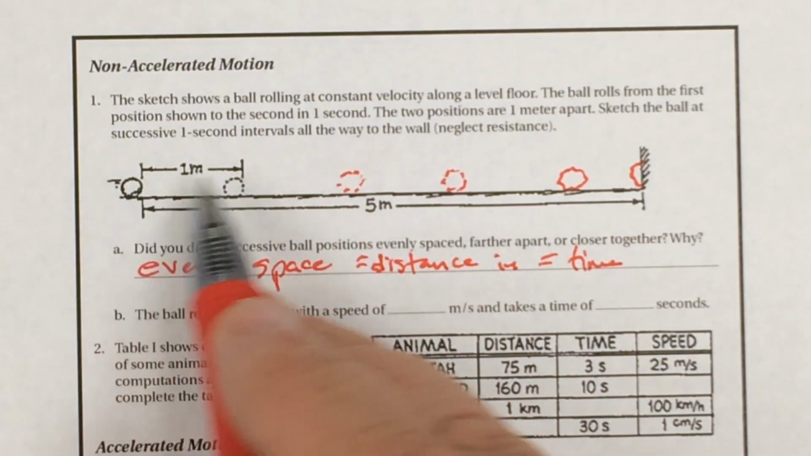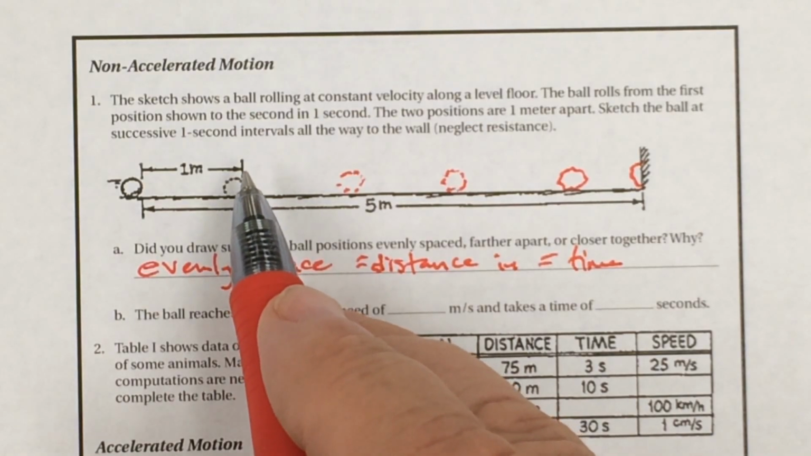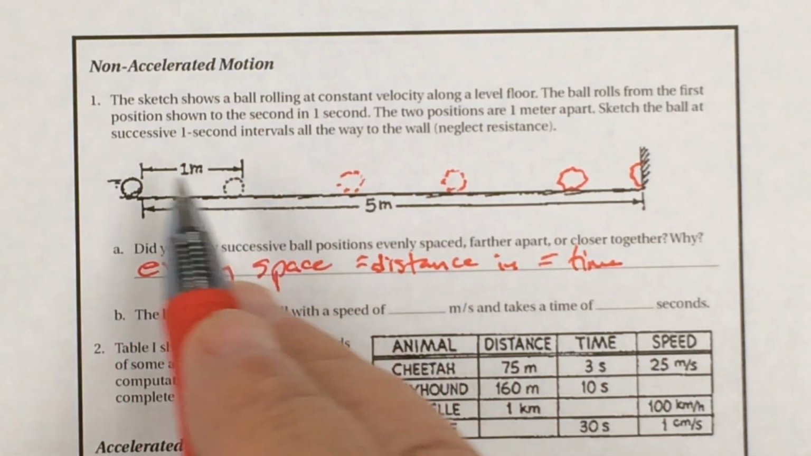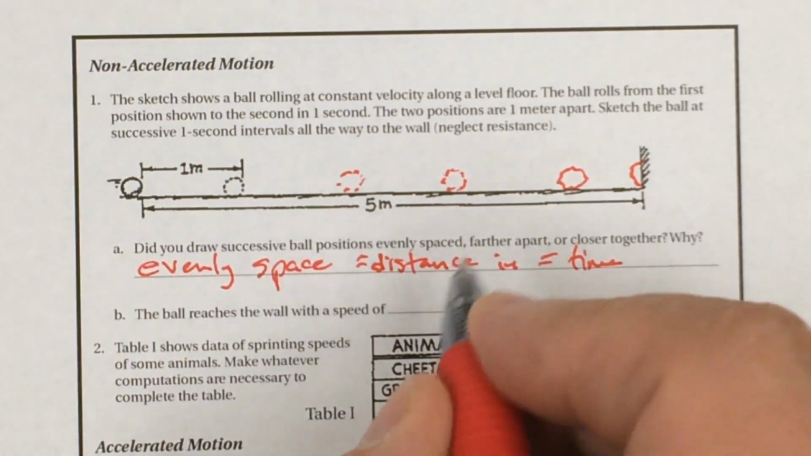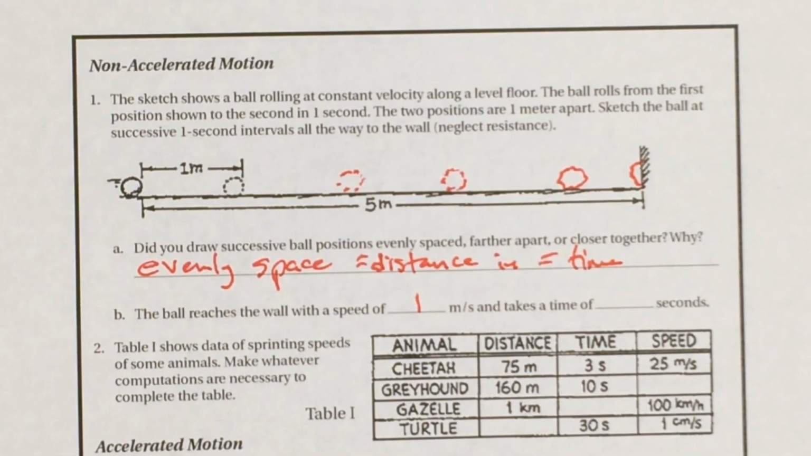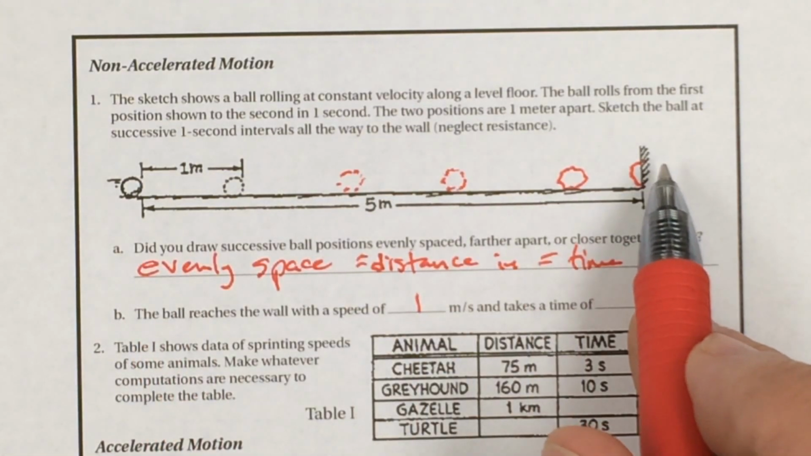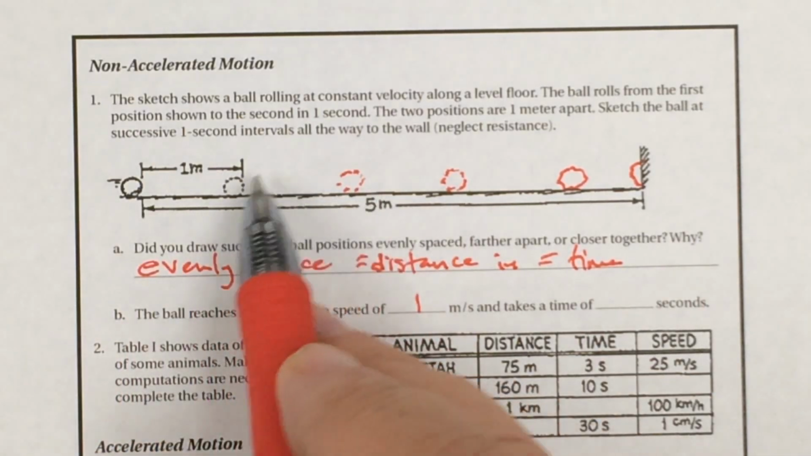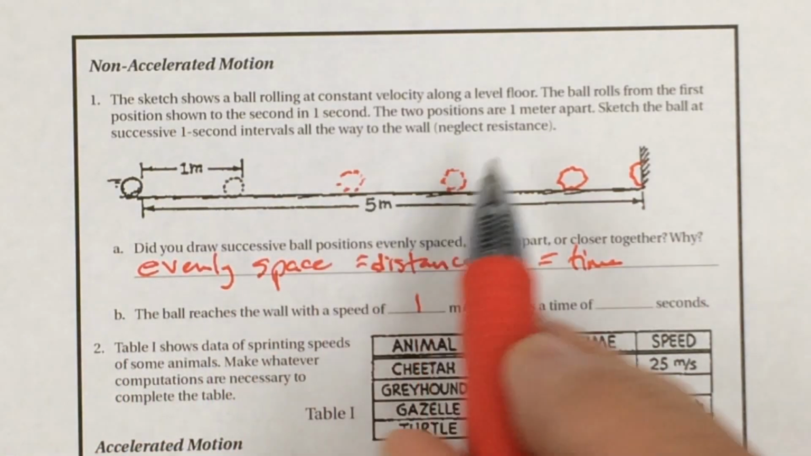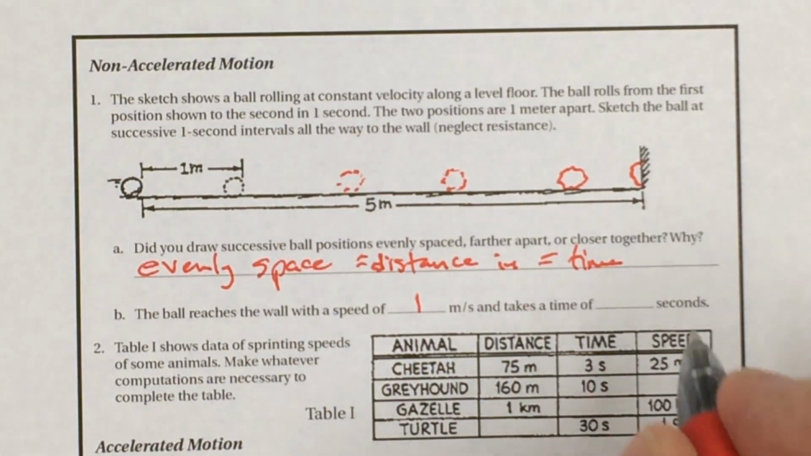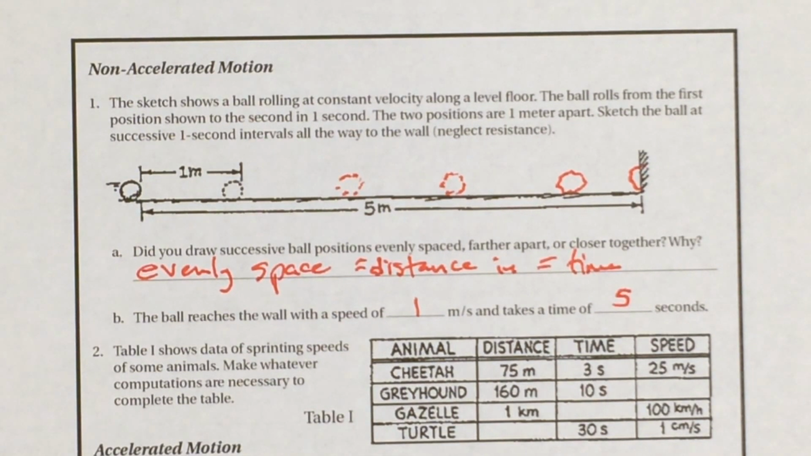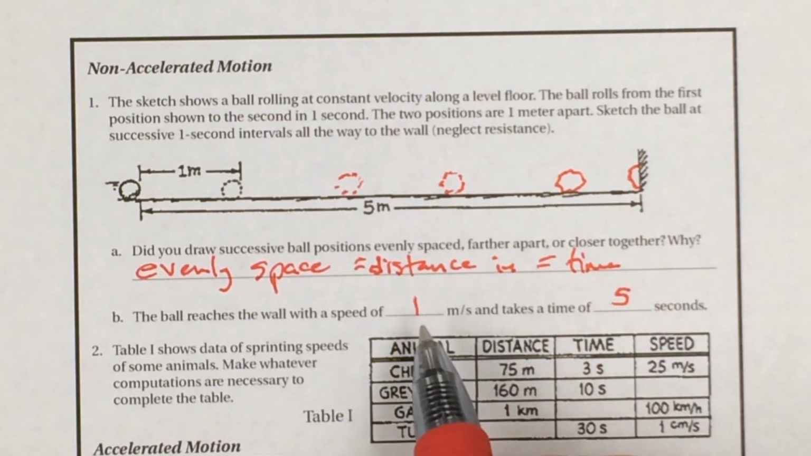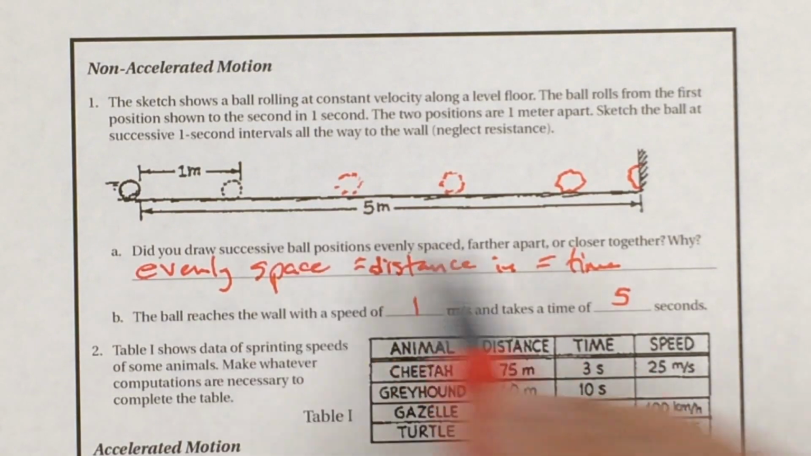It's traveling 1 meter in how long? This is 1 second apart, so it's traveling 1 meter in 1 second, and that's what it's traveling here because it hasn't sped up. So it's traveling 1 meter per second. And how many seconds does it take to go to the wall? Well, here's 1, here's 2, here's 3, here's 4, and here's 5. So it takes 5 seconds for it to cover 5 meters if it's going 1 meter per second. That's just like going 50 miles an hour. It takes 1 hour to go 50 miles. 1 meter per second takes 5 seconds to go 5 meters.